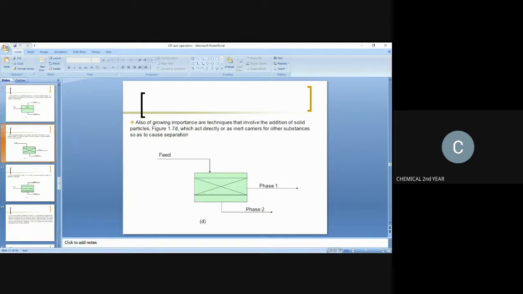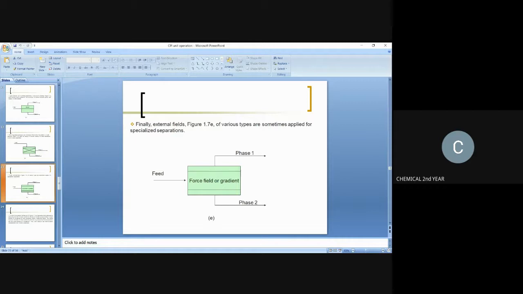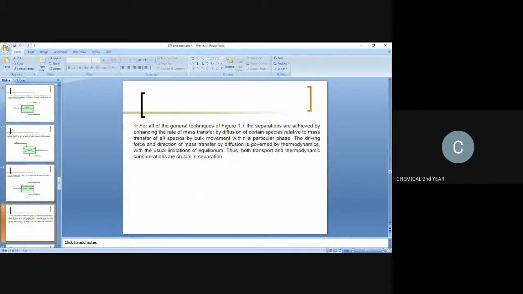Also of growing importance are techniques that involve the addition of solid particles which act directly or as inert carriers for other substances so as to cause separation. Feed will get divided into phase 1 and phase 2. Finally, external fields of various types are sometimes applied for specialized situations. If feed is sent to a force field or gradient, at that time it may get separated into phase 1 and phase 2.